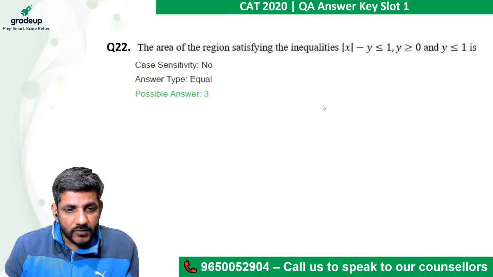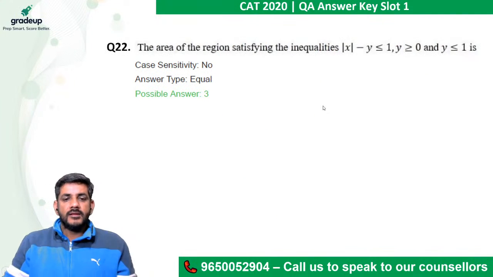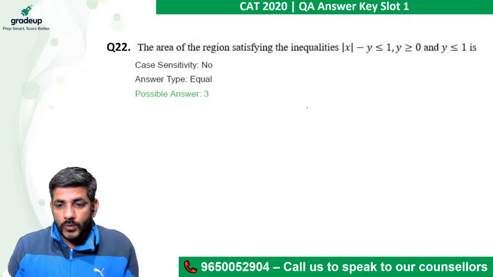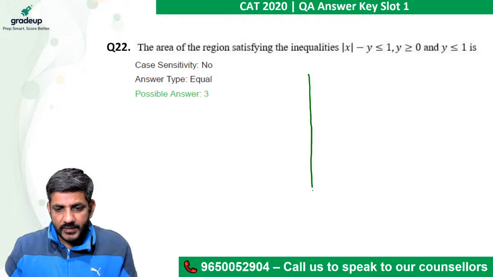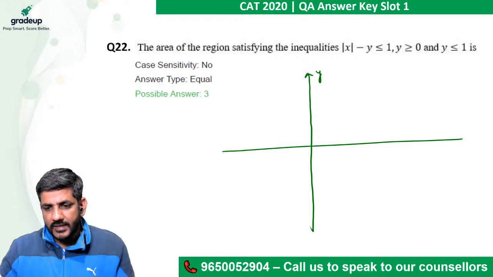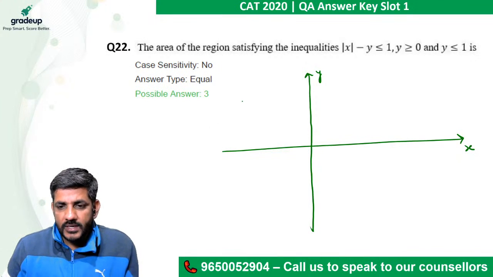So let's move forward to the next question. Question number 22 now. This says, the area of the region satisfying these three inequalities is what? So let me make the y-axis. Let me make the x-axis. Area of the region satisfying these three inequalities.